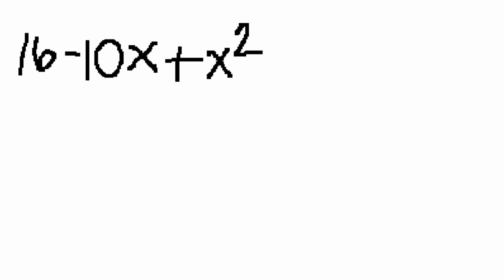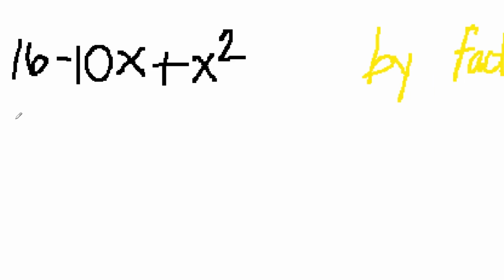Standard form of a quadratic expression follows the pattern x squared plus bx plus c. So we rewrite our expression as x squared minus 10x plus 16. Step 2. Identify the coefficients of x squared, x, and the constant term. Here, the coefficient of x squared is 1, the coefficient of x is negative 10, and the constant term is 16.